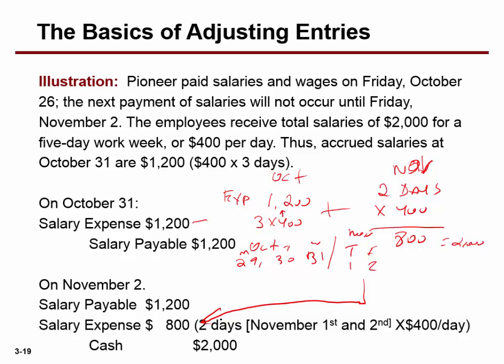What's my payroll expense in October? 1,200: 400 for Monday, 400 for Tuesday, 400 for Wednesday. Those 3 days fell in October. What's my payroll expense for November? 800 for Thursday, 800 for Friday, right?